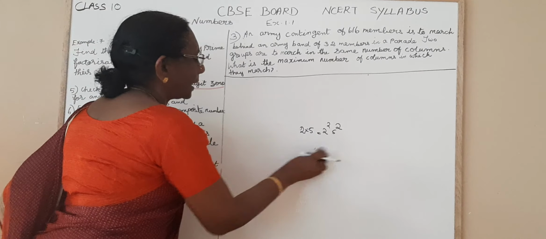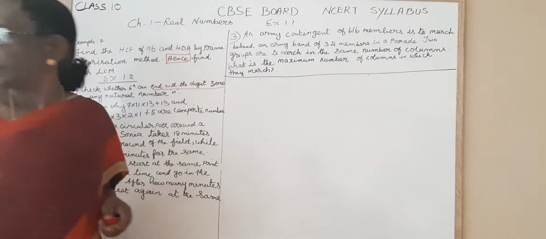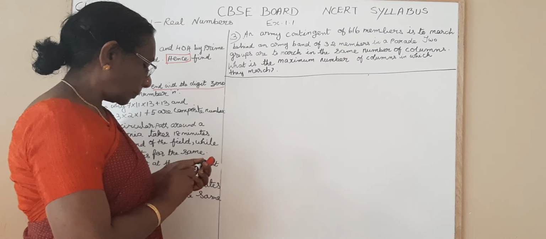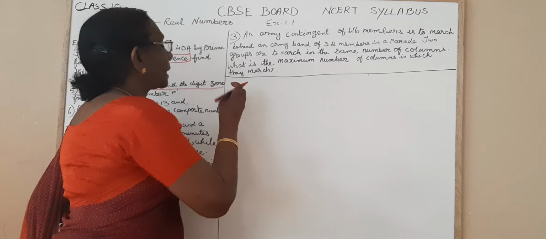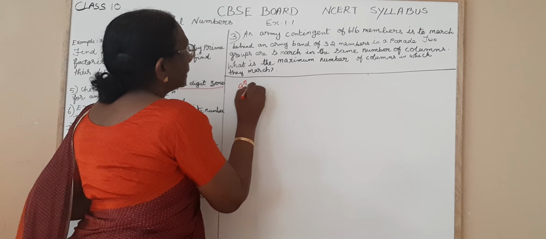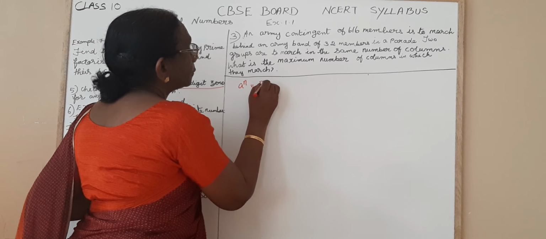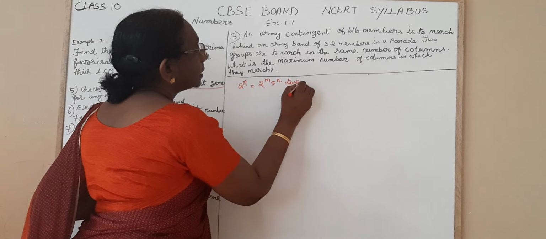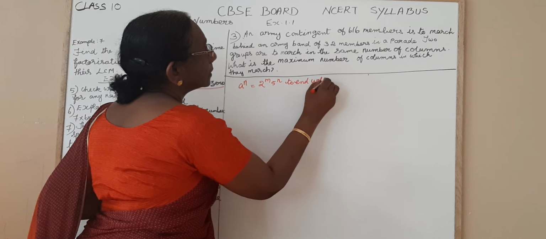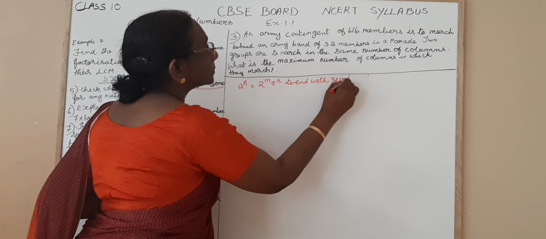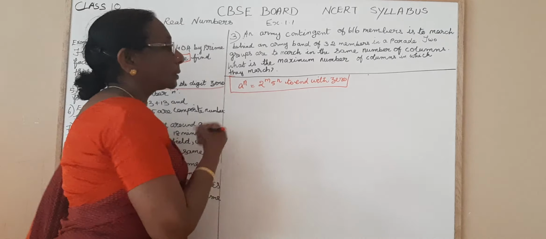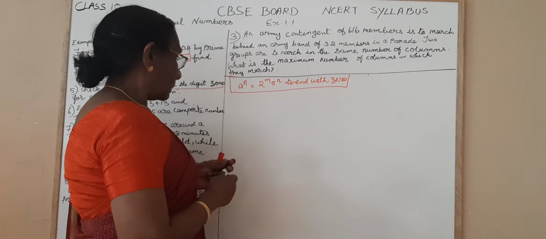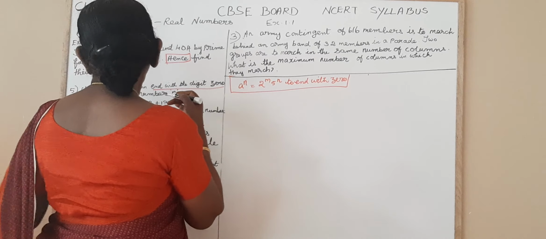In general, you can say, I'll just write the general format, but no need to write that. A power n should be what? 2 power m into 5 power n to end with 0. Okay, this is a general format you can keep in mind. And we'll write how to write the answer for this.